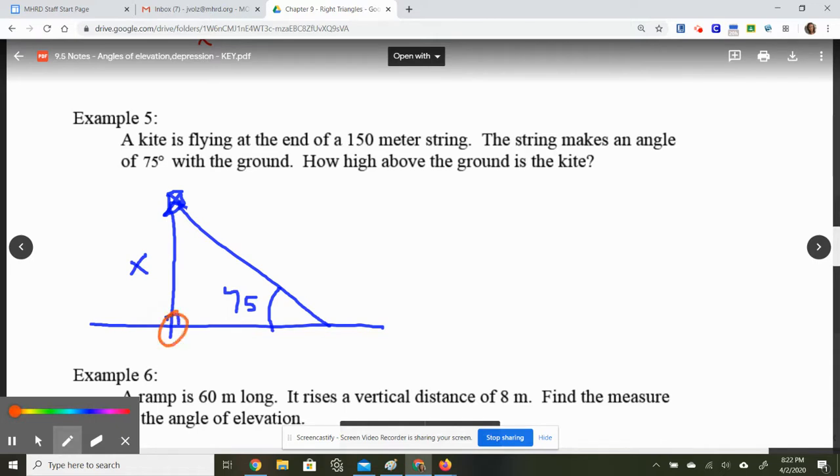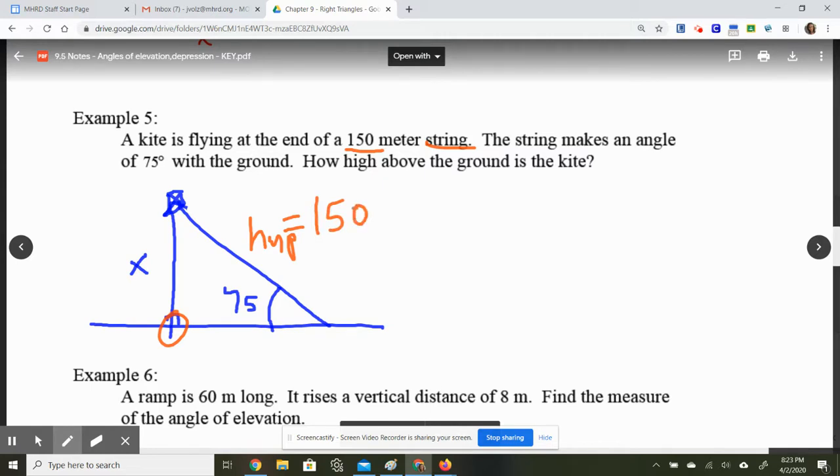This is the right angle. So this is the hypotenuse here. We actually don't care about that. Oh, wait a minute. Yes, we do. The hypotenuse is the string, which is 150 meters. So let's put that on there, 150.